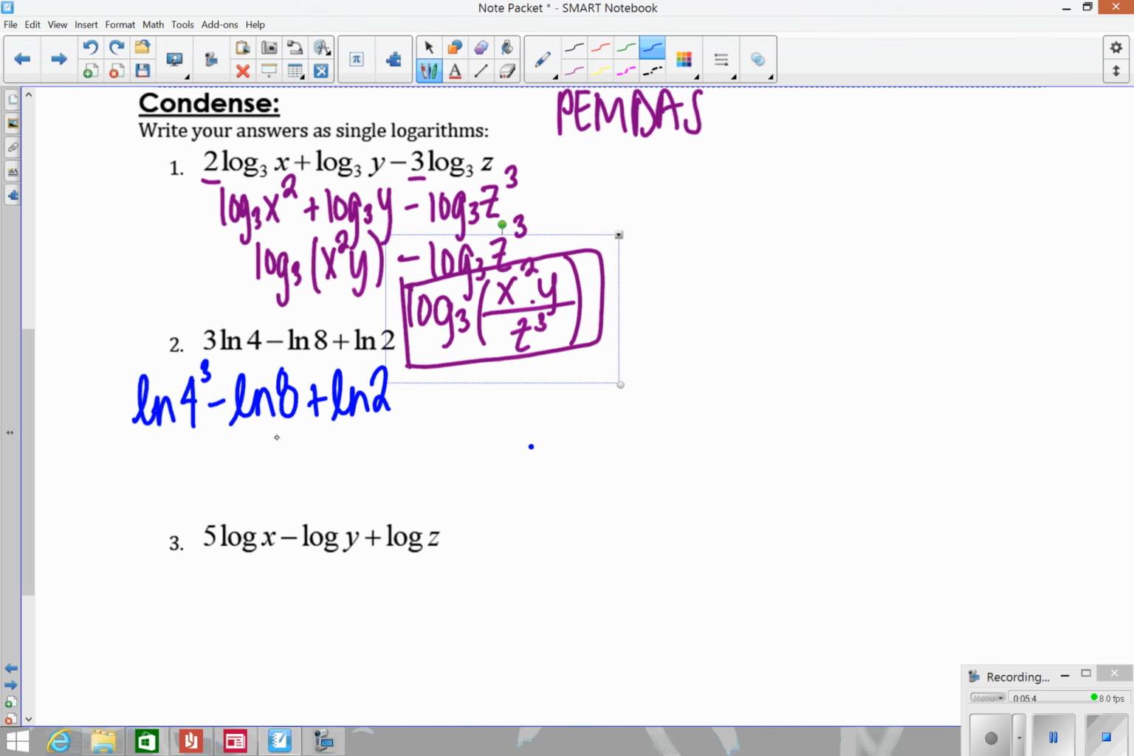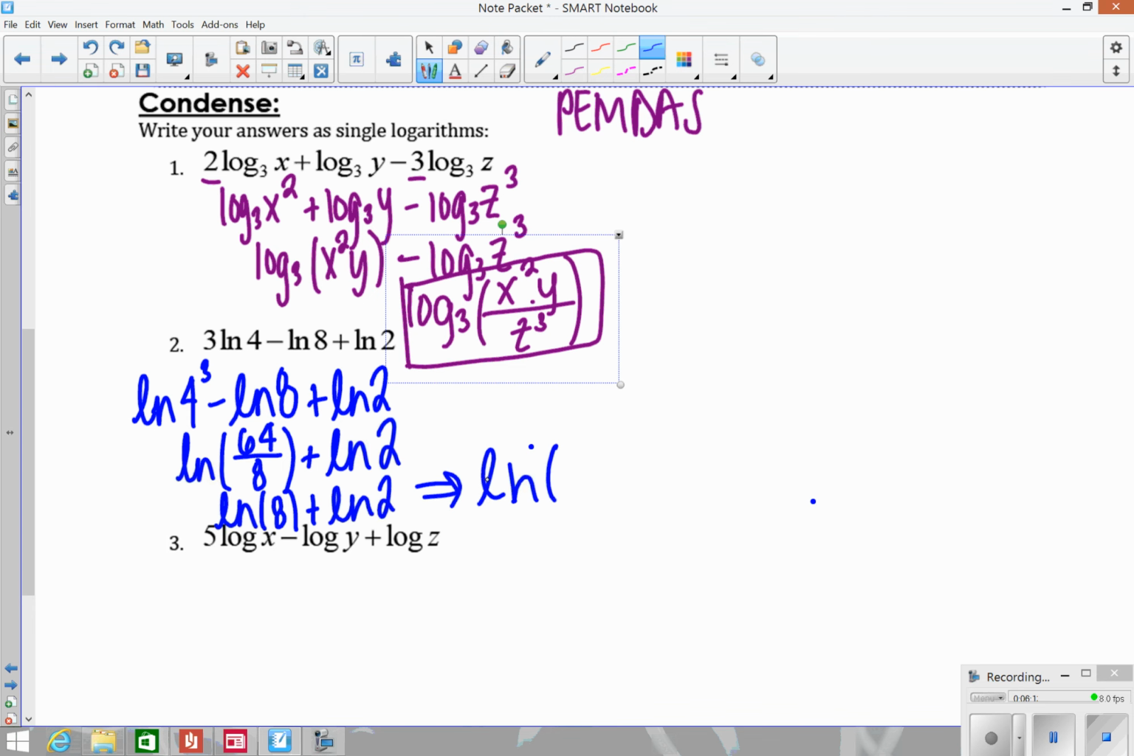So now I can divide these. So this is ln of 4 to the third. I'm just going to rewrite it as 64. So I divided these, plus ln of 2. And now I'm going to multiply these. So let me just simplify this. 64 divided by 8 is 8, plus ln of 2. So now what I do is, since it's addition, I multiply these. So 8 times 2 gives me 16. So this reduces to ln of 16. So this would be the exact answer when you reduce this.